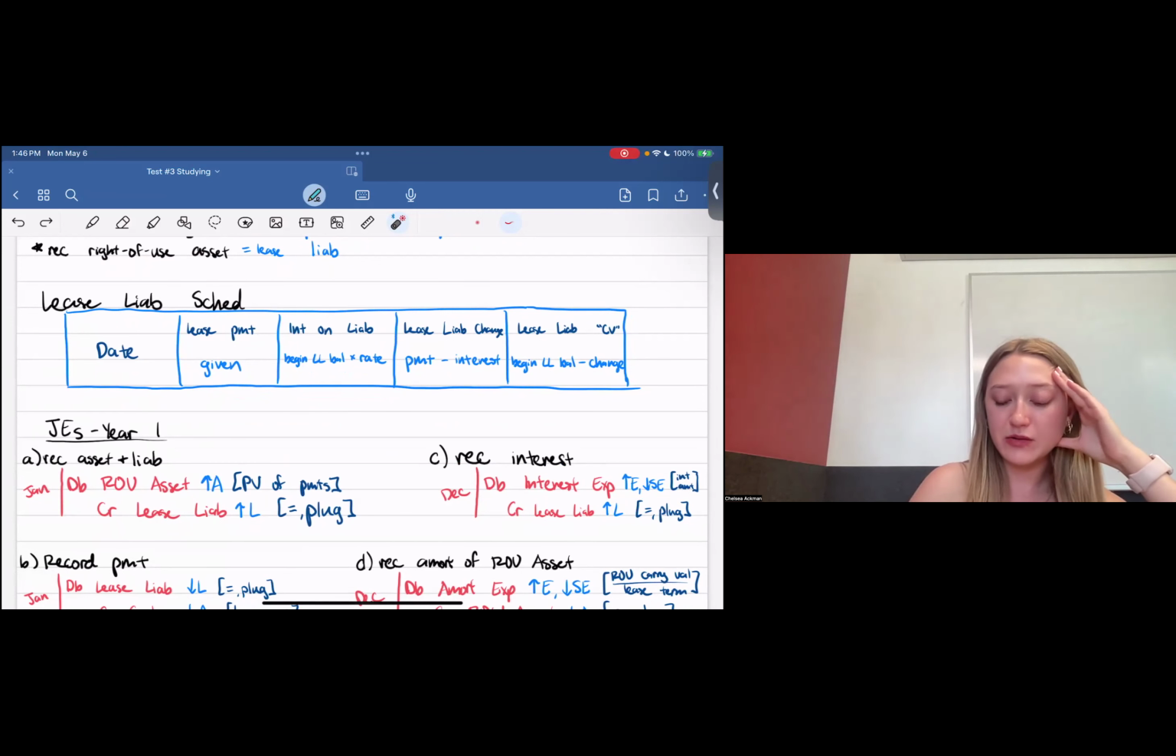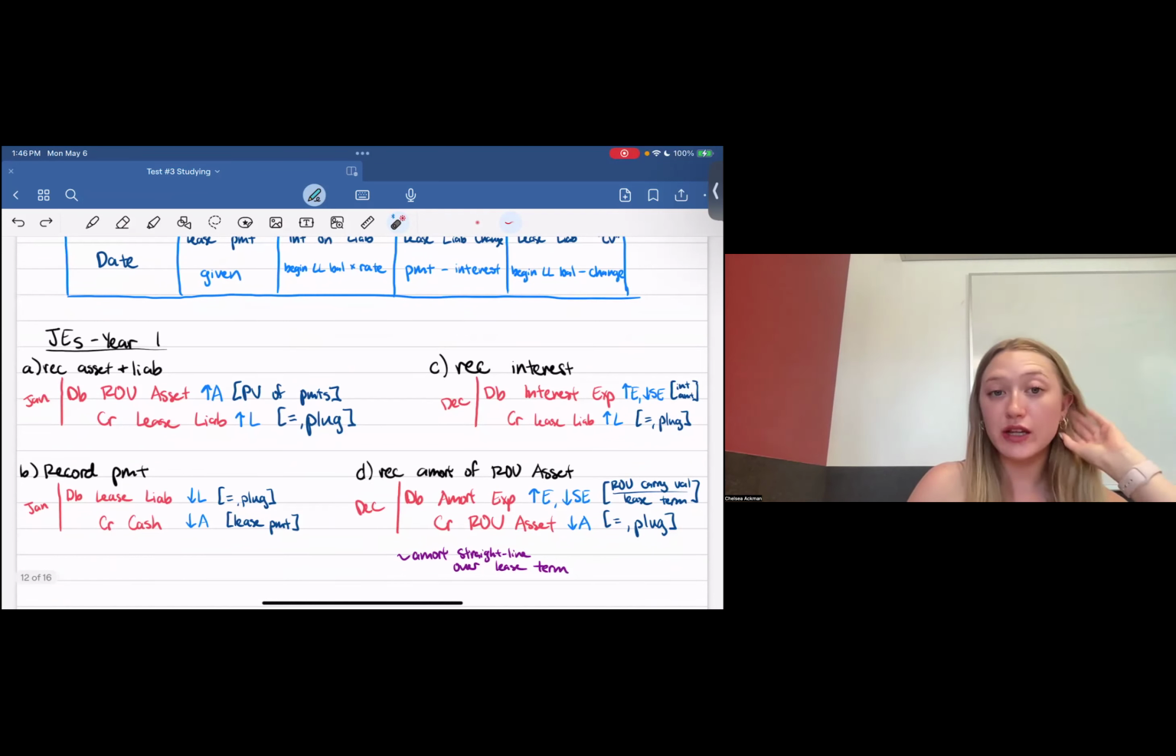So the lease liability schedule will first have the date, then it'll have your lease payment, which is given, then it'll have the interest on the liability, which is the beginning lease liability balance times the rate. The lease liability change is the lease payment minus the interest on the liability. And then the lease liability, it's essentially the carry value, is the beginning lease liability balance minus this lease liability change.